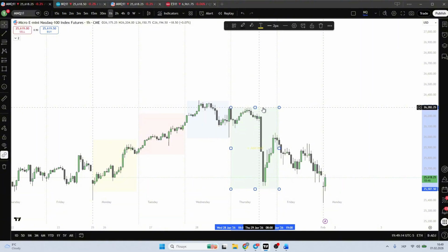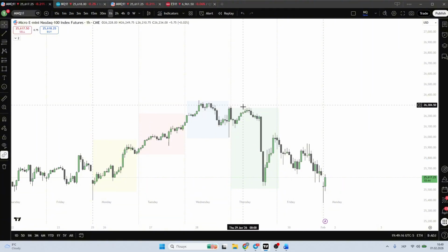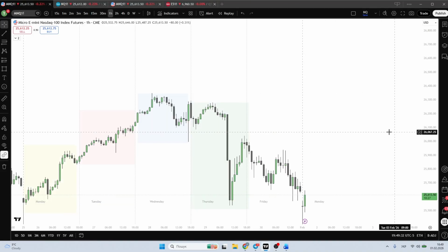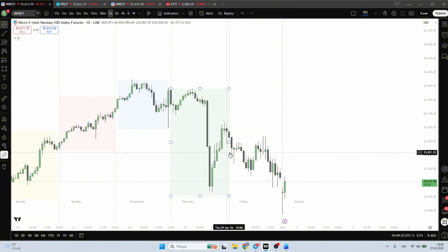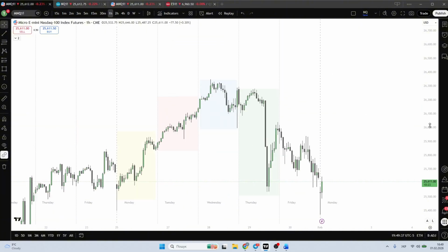I don't know any concept of ICT that allows you to predict this huge move down, but Corley's theory actually does. I know it's very crazy, and I actually did predict this move down. I didn't know it would be that huge, but I still caught a good short on Thursday on my prop accounts. Yeah, pretty good trade, pretty good day.